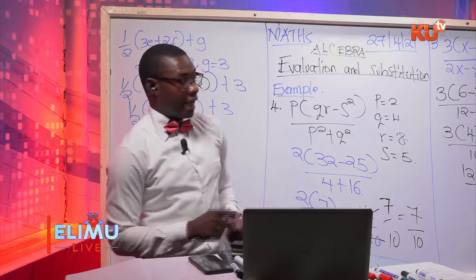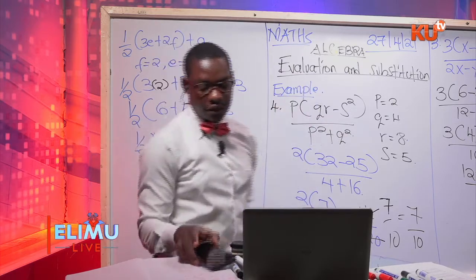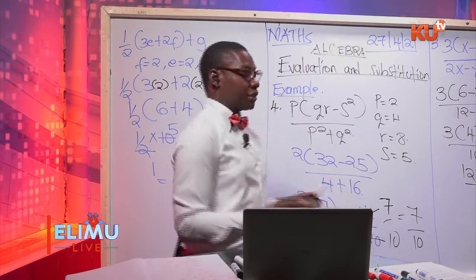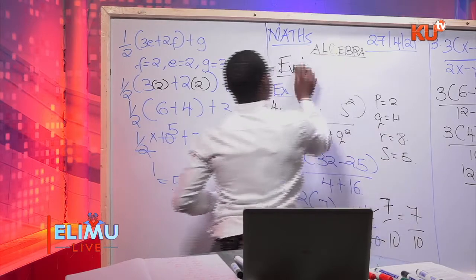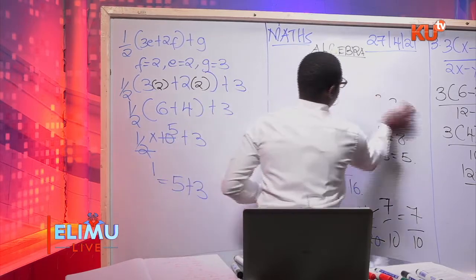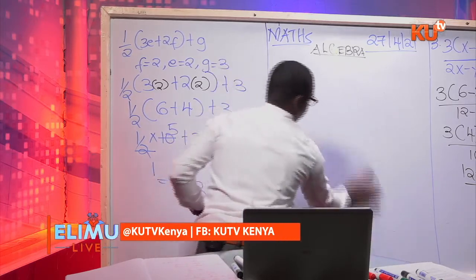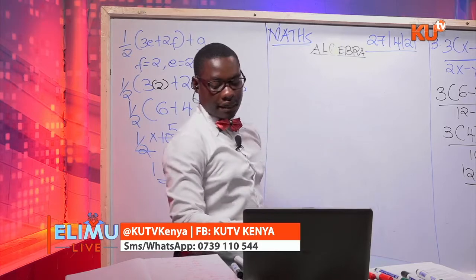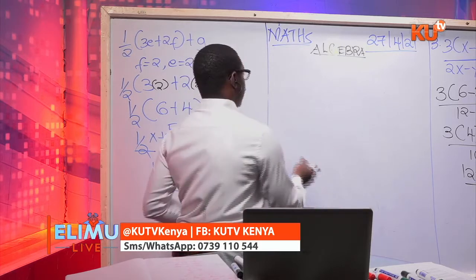So we have another part. These were evaluations and substitutions. Now we have equations that involve equal signs. That is our next part. We are done with evaluation and substitution, so we come to the next. We can also look at equations that involve equal signs.